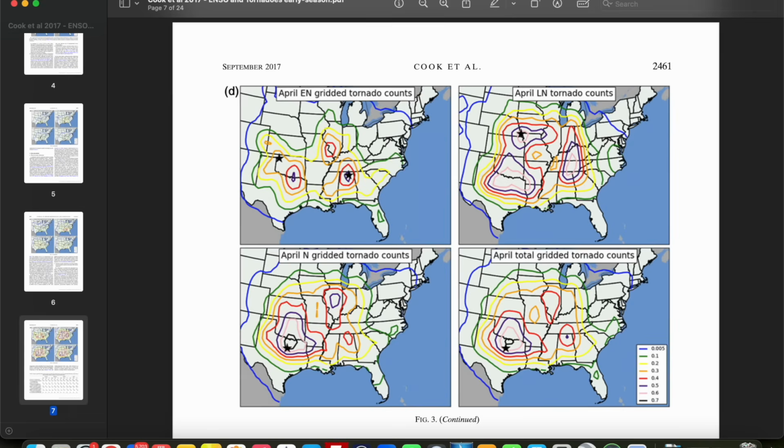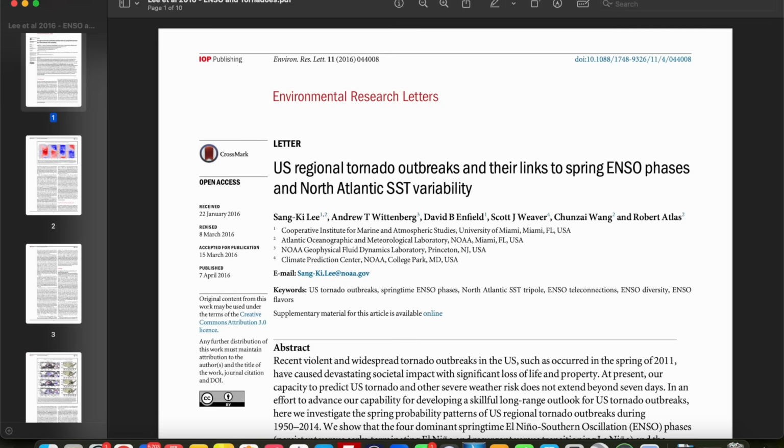Now, as we know, ENSO is not a static phenomenon, which can be a drawback to using the individual ENSO phase during each month to predict tornado activity in the US. Instead, research by Lee et al. 2016 showed that looking at how ENSO phase evolves throughout the spring may do a better job at helping us predict tornado frequency and distribution in the US.